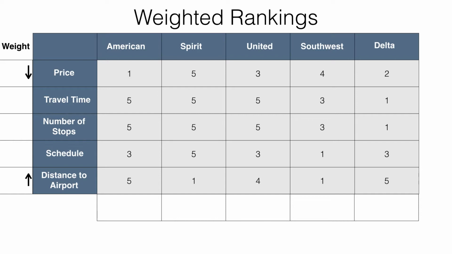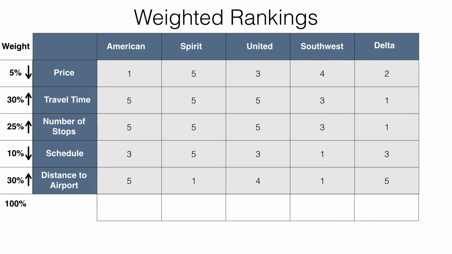The higher the weight, the more important that criteria is to you. For example, if you value expediency more than anything, then you could apply greater weight to travel time and number of stops in addition to distance to the airport, and by extension apply less weight to schedule in addition to price. In the end, all the weights must add to 100. Here are some sample weights based on the preferences we just expressed.